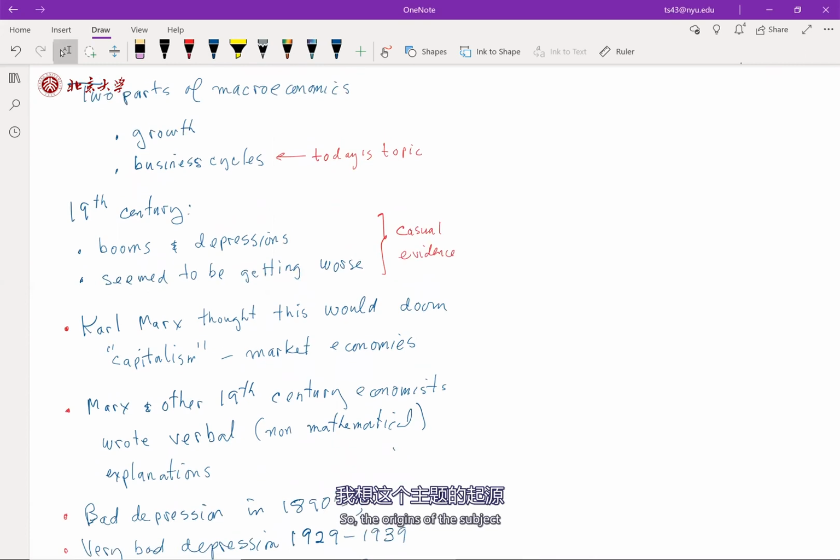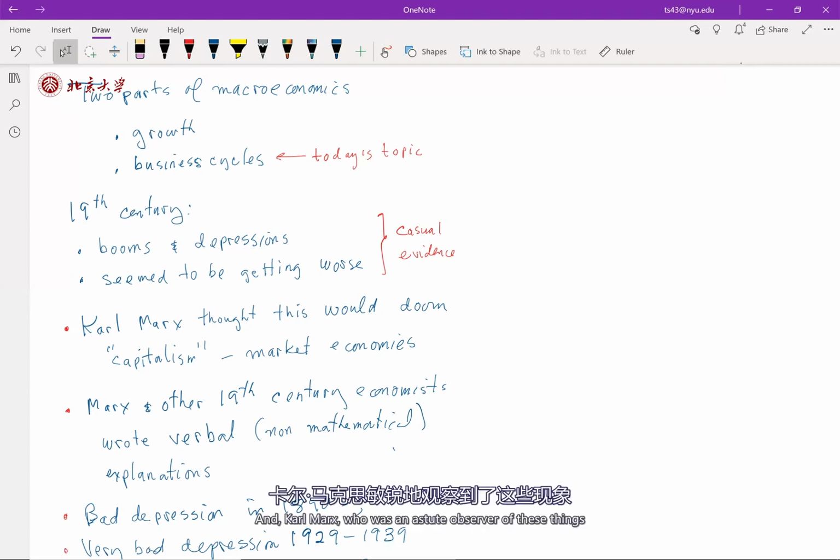So the origins of the subject, I think of it being in the 19th century, when we have to remember there were very smart people, very good observers. They didn't have the tools that we have today, and that's going to be one of my themes. So in the 19th century, kind of a big fact that motivated serious observers was that there were business cycles, and there were booms and depressions, and they seemed to be getting more and more severe.